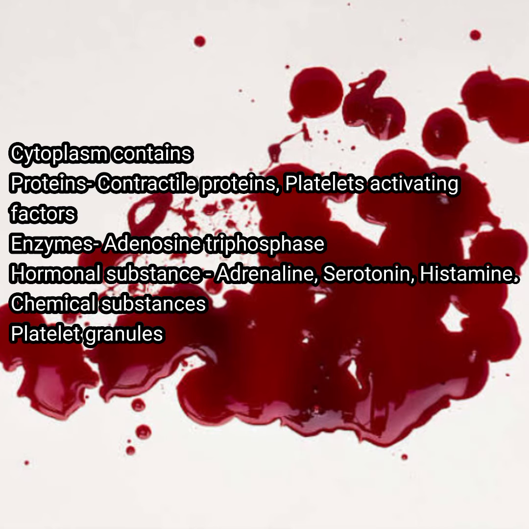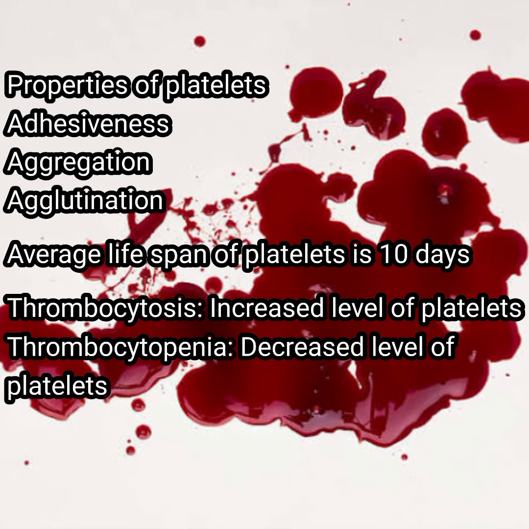Properties of platelets. Adhesiveness, aggregation, and agglutination are three important properties of platelets. Adhesiveness refers to the sticking of platelets to rough surfaces. Aggregation is the grouping together of platelets, while agglutination refers to clumping together of platelets. These properties are important during blood clotting. Average lifespan of platelets is about 10 days.